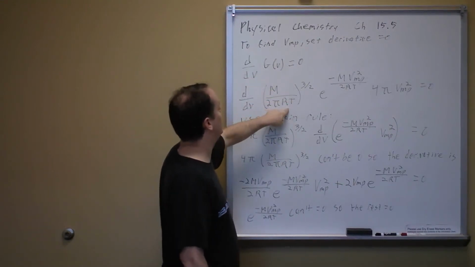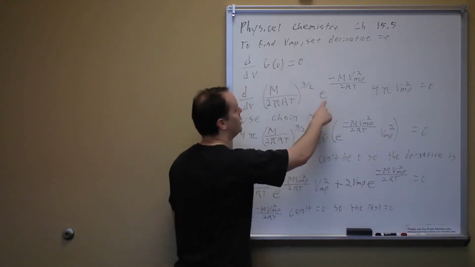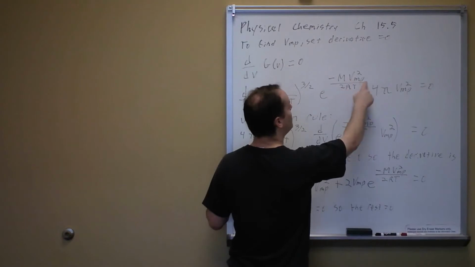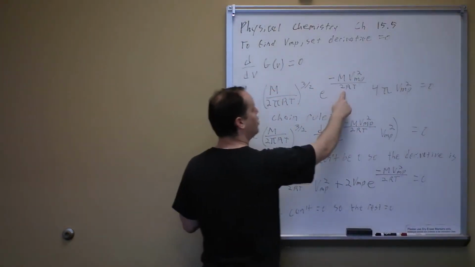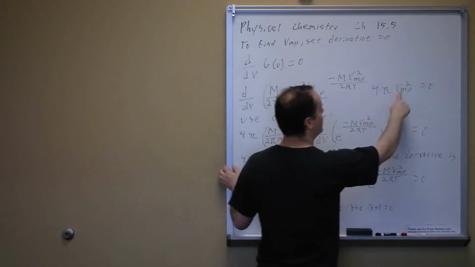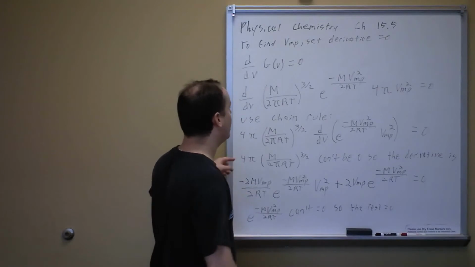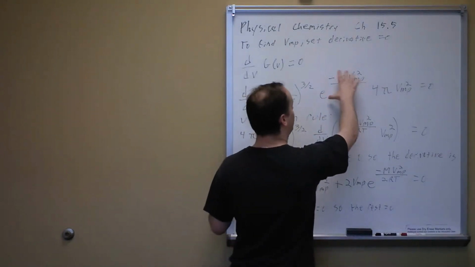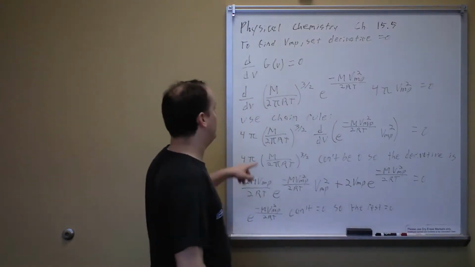Remember lowercase m and k, or capital M and R, they're interchangeable, to the 3/2 power, times e to the minus m vmp, we've got vmp for most probable speed, squared over 2RT, times 4 pi times the most probable speed squared is equal to 0. Now we're going to have to use the chain rule because of all this, and we're going to have to use the product rule. But first, okay.